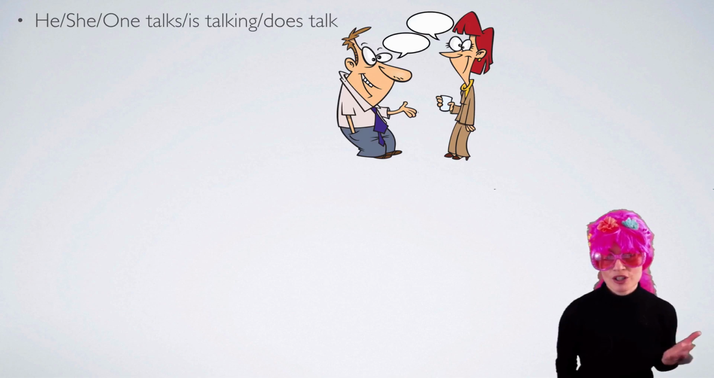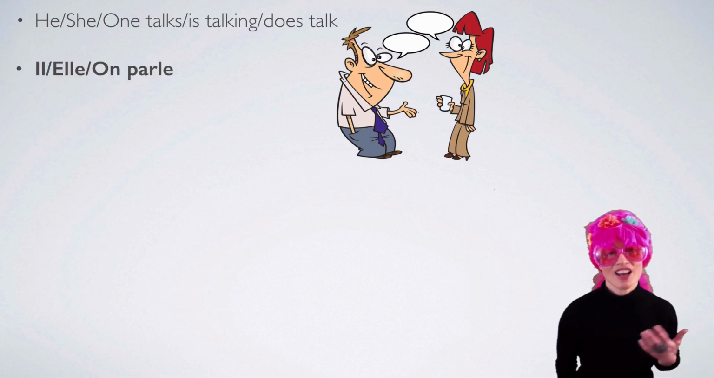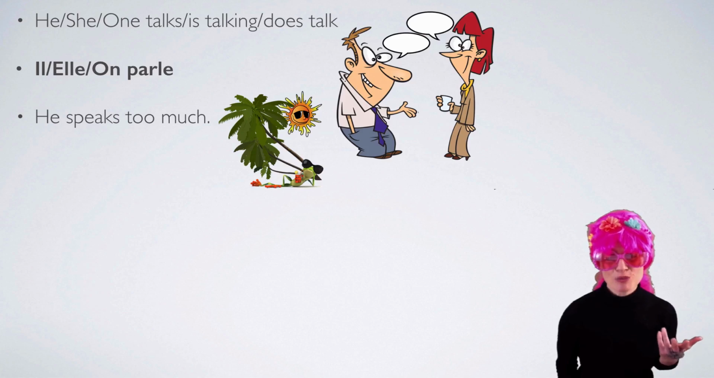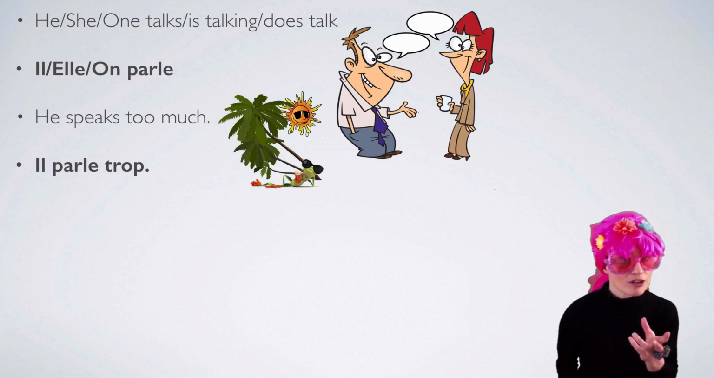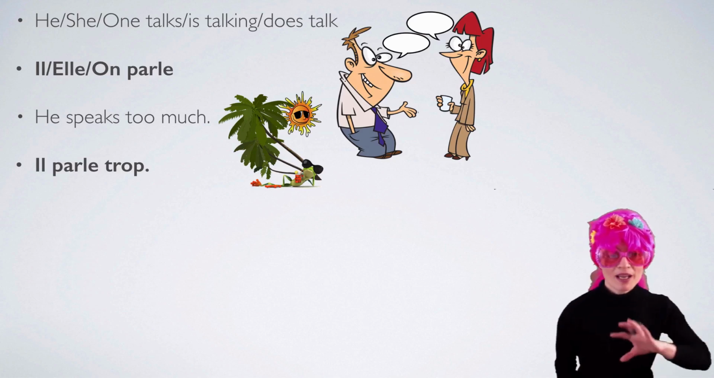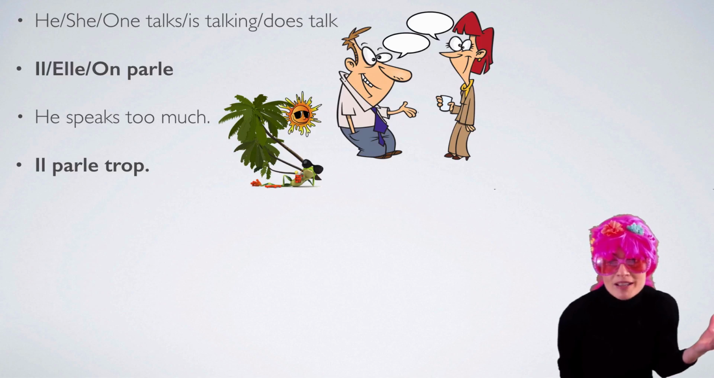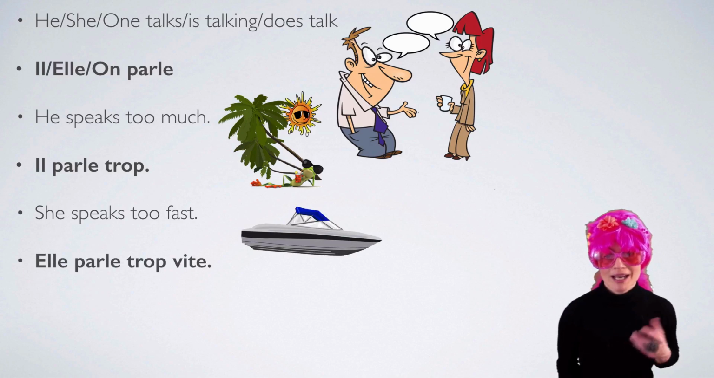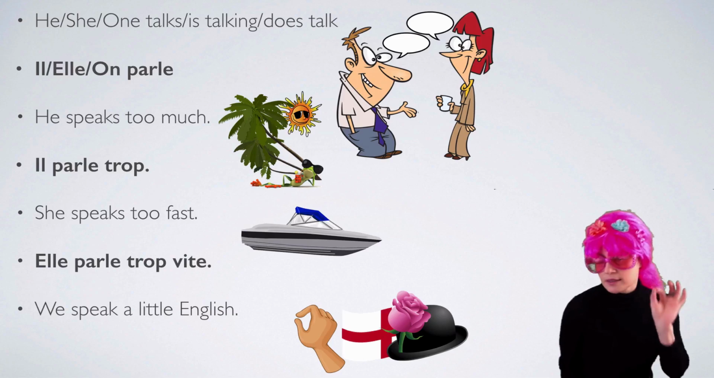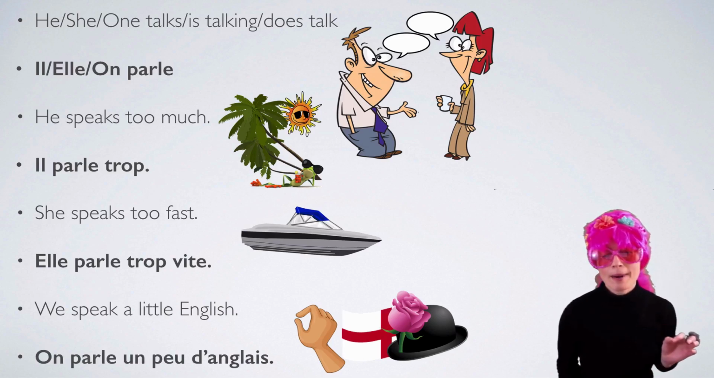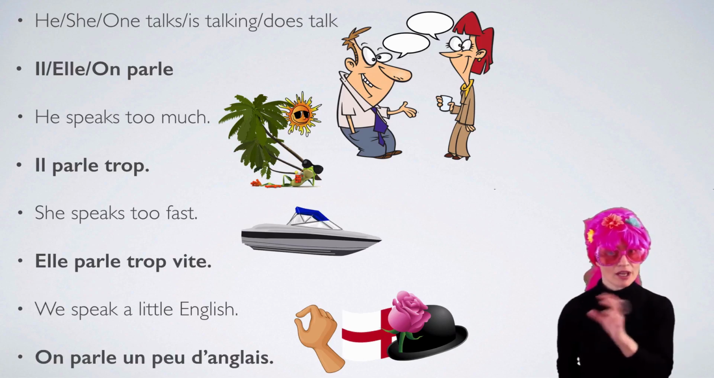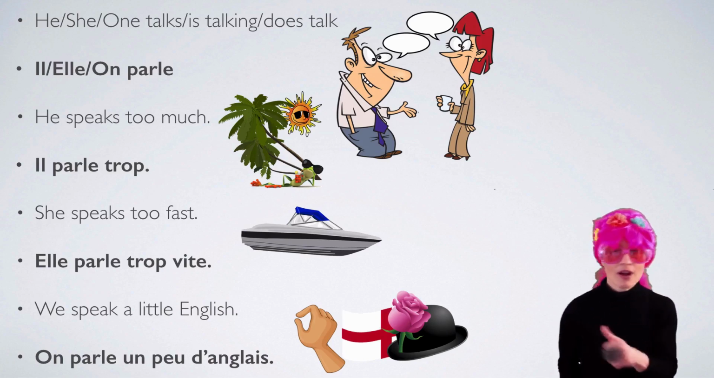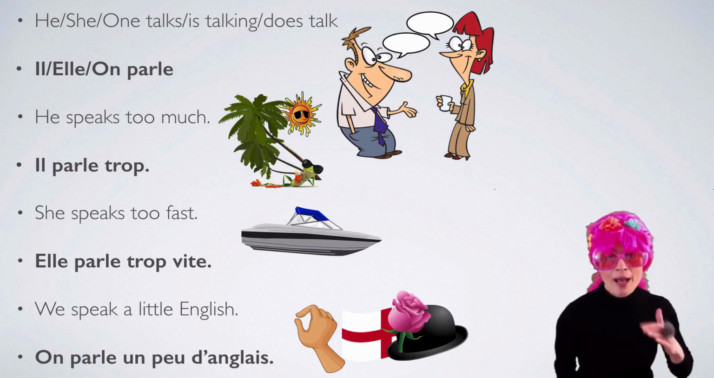He, she, one talks is talking, does talk or speak is il, elle, on parle. He speaks too much. Il parle trop. So adverbs describe actions of verbs and adjectives and adverbs, but here we're with a verb. It comes after the first verb. There's only one verb here, okay? It comes after parle. She speaks too fast. Elle parle trop vite. We speak a little English. On parle un peu d'anglais. So after quantities, you use de, like a litre of, a little of, a lot of, a kilo of. Un peu de.